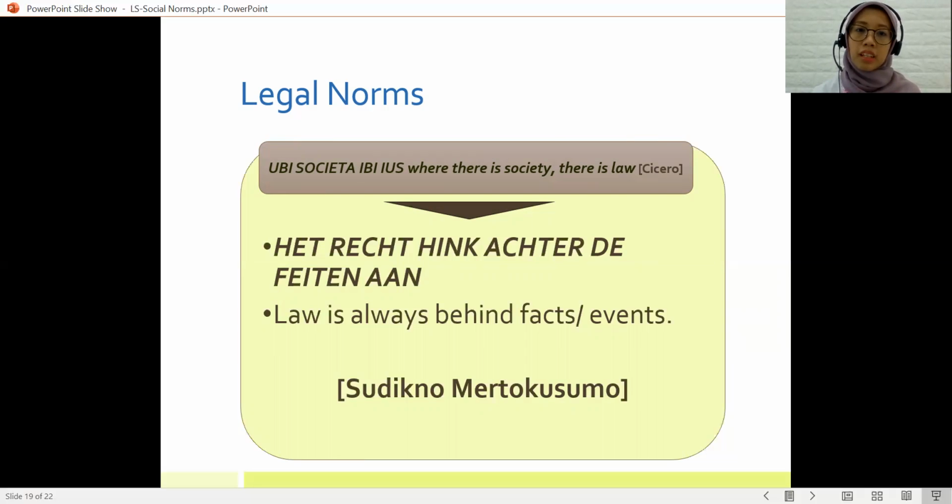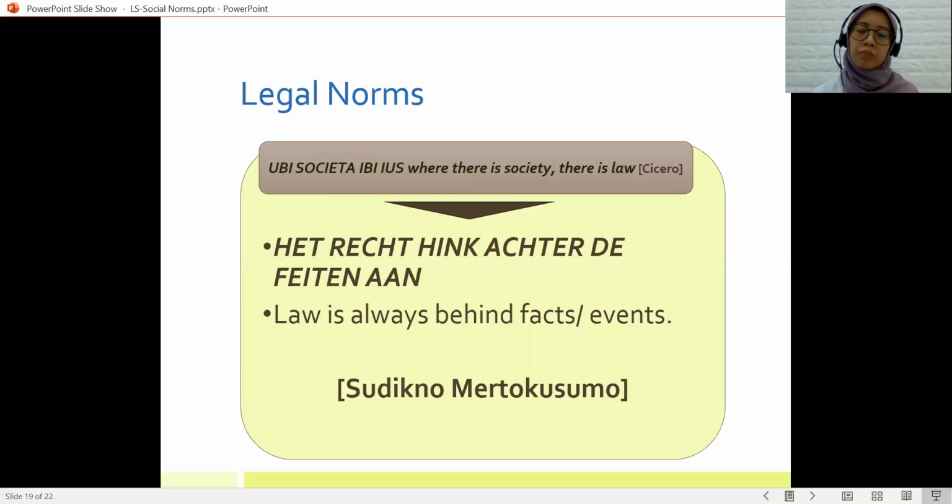For instance, someone breaches a contract, although they already agreed to pay some settlement, but failed to do so. So the judge's decision on the case is the norm for both parties to follow. Another thing about legal norms, although it has its function to complete other social norms, law is always behind the facts because it portrays moments that have already occurred.